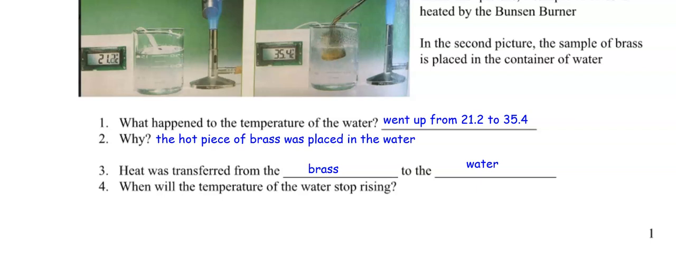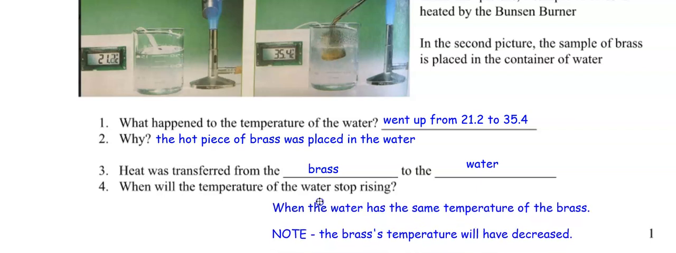So when will the temperature of the water stop going up? I don't know if this is the final temperature. I can't tell you that from the picture. It might be. So when will this number stop going up? Well, when the water has the same temperature as the brass, not the 700 degrees, whatever. The brass's temperature is going to go down. Why will that brass temperature go down? Because it lost heat. If you lose heat, the temperature goes down. If you gain heat, the temperature goes up. So when will it stop going up? When the brass stops going down. Hopefully that makes some sense to you.